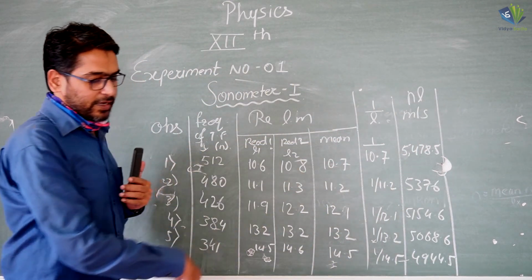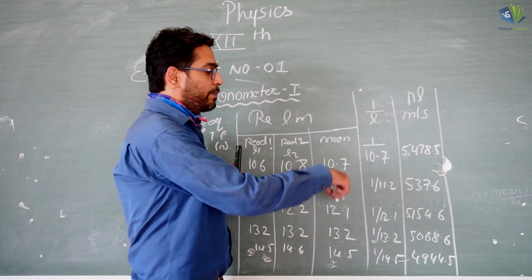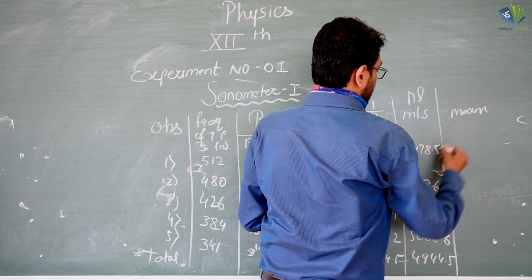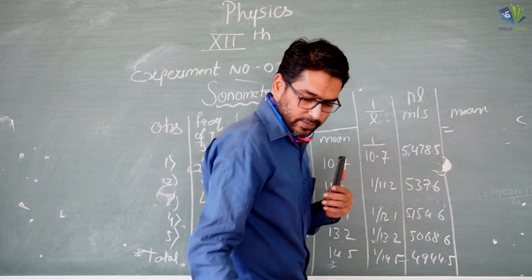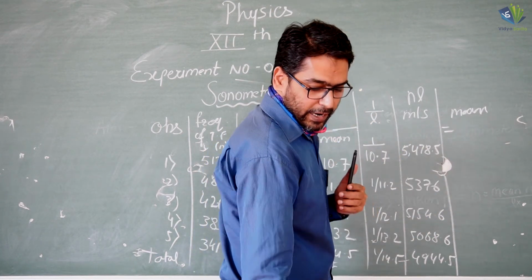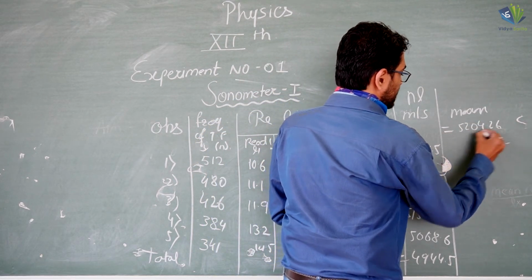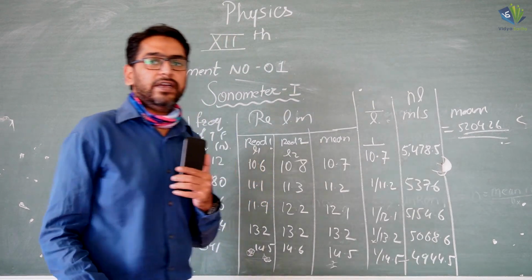When you add all these, we need to find the mean of NL. So the mean is 5204.26. Hence it is done.